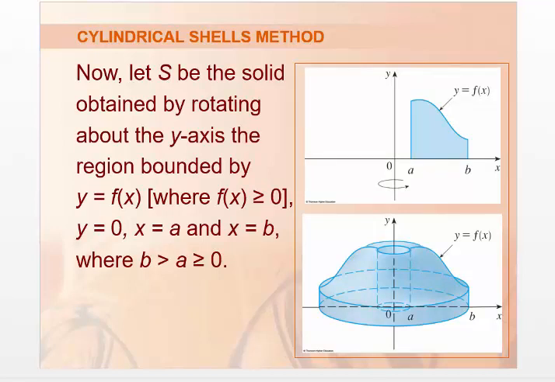All right. So now let S be the solid obtained by rotating about the y-axis the region bounded by y equal to f of x, y equal to 0, and x equal to a and x equal to b. So we have this region here. I'm going to take this shape here and I'm going to revolve it around the y-axis. So you can see what that shape looks like here. Kind of looks like a top with a hole in it.